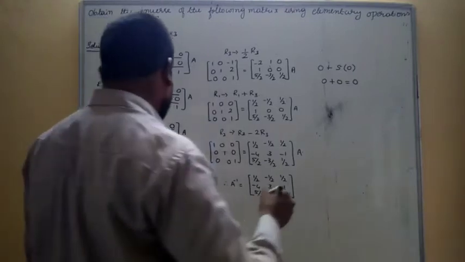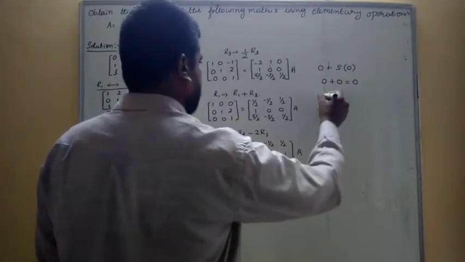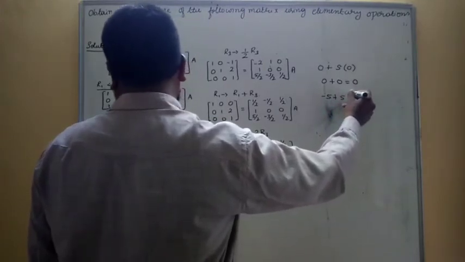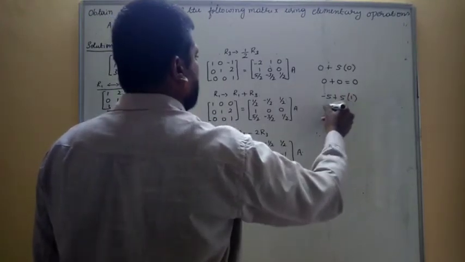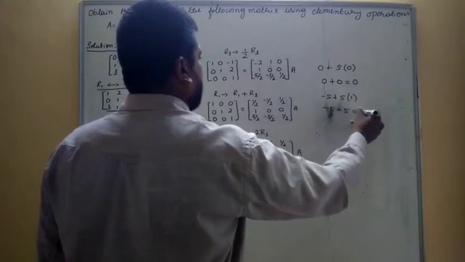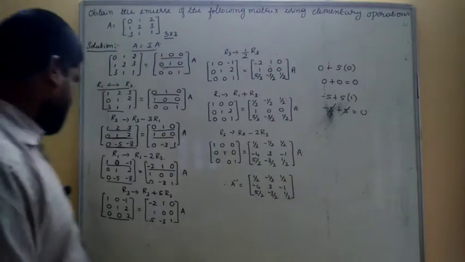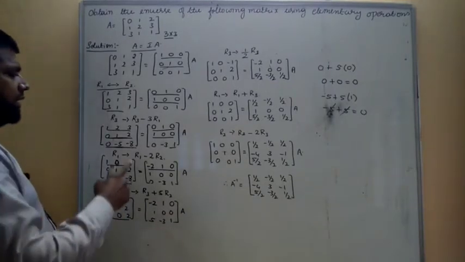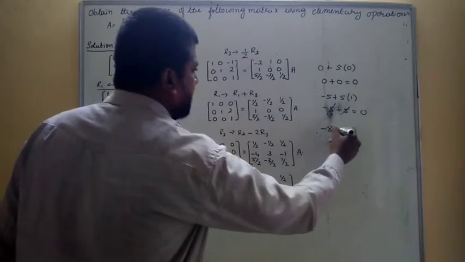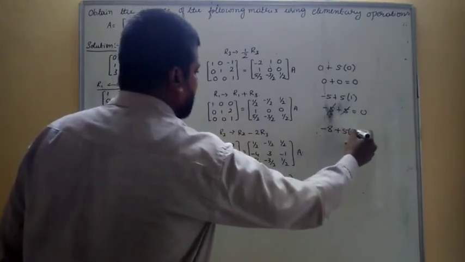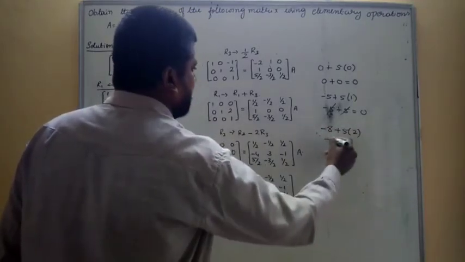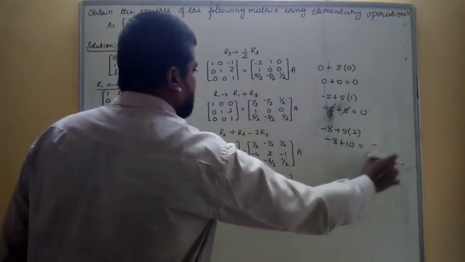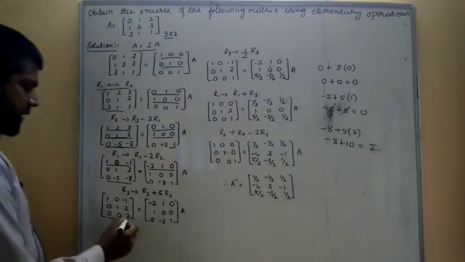Again, I have to go for the next element. Next element is minus 5 plus 5 into 1. Then minus 5 plus 5, you are getting 0. Here 0. Then minus 8, then minus 8 plus 5 into 2, and minus 8 plus 10 is equal to 2. So you got 2.